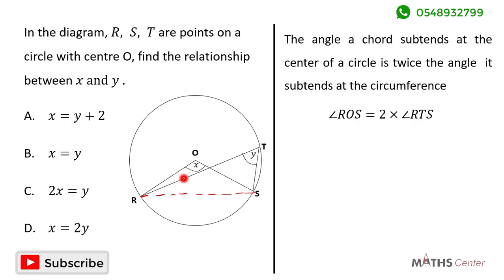So this means that angle ROX is equal to 2 times angle RTX. Angle ROX is X and angle RTX is Y. So X is equal to 2 times Y. 2 times Y will give us 2Y. And so X is equal to 2Y. So the relationship between X and Y is X is equal to 2Y. When we look through the options, we can see that the correct option is D.